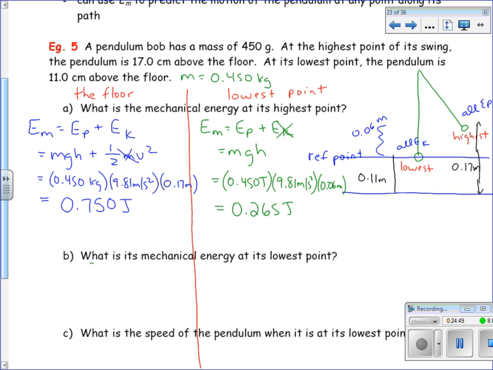What is the mechanical energy at its lowest point? Well, mechanical energy before equals mechanical energy after, so the mechanical energy at its lowest point is the same as the mechanical energy was at its highest point.